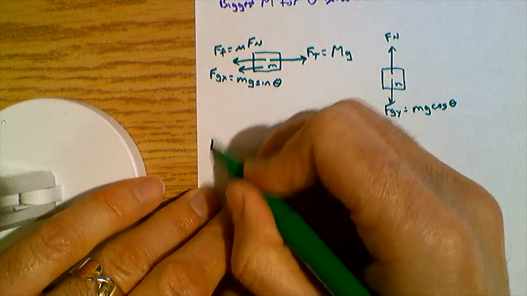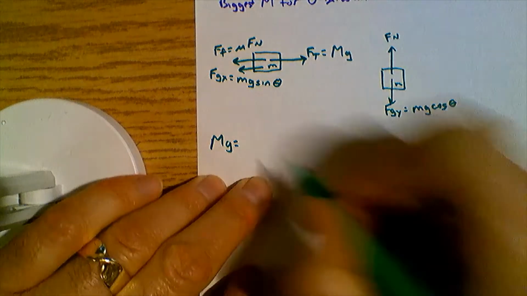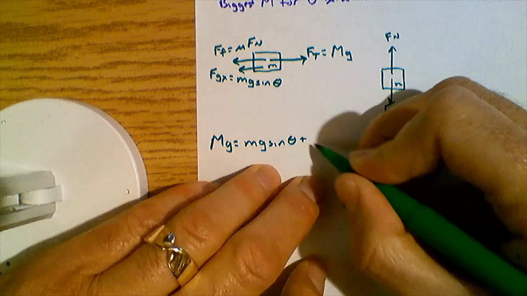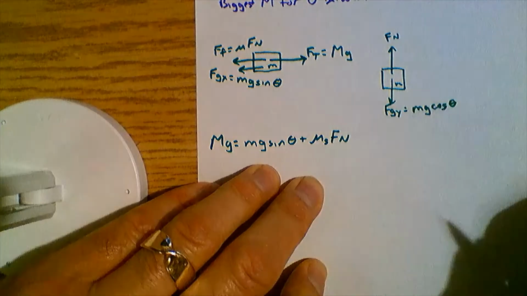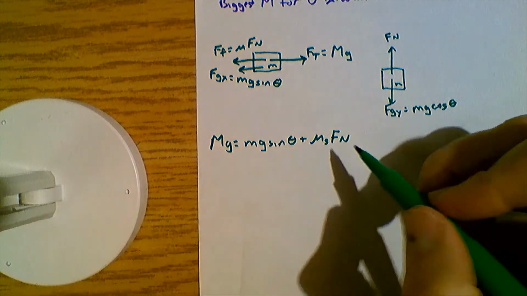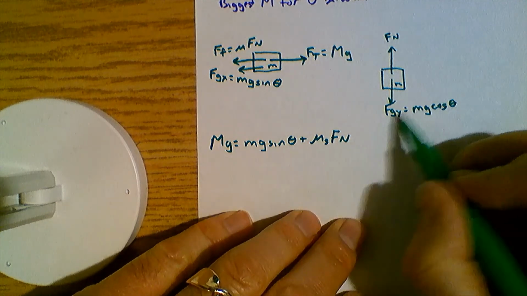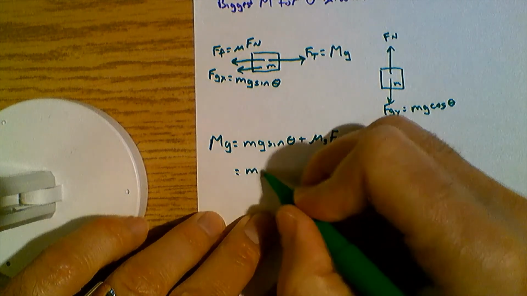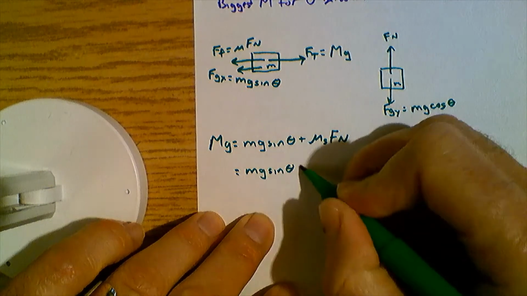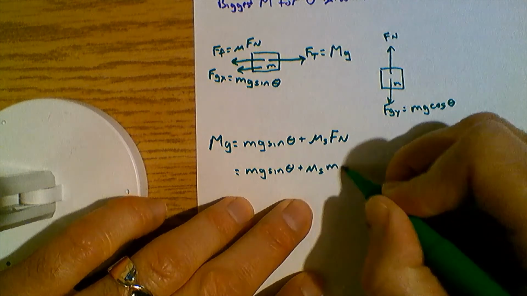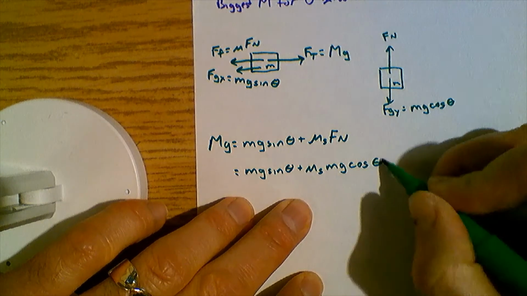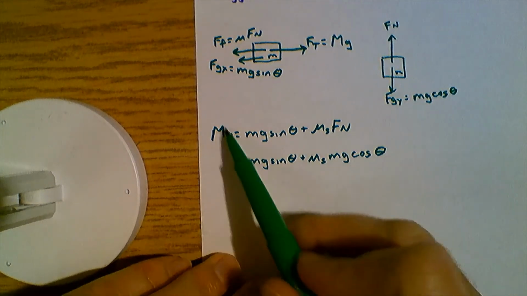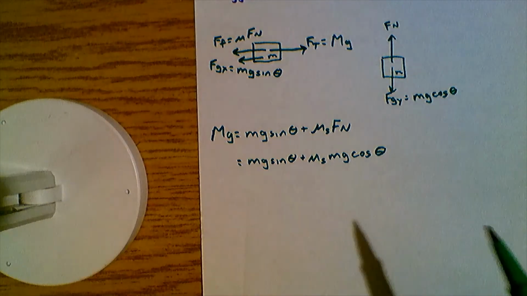So Mg is going to be equal to little m g sine theta plus mu s Fn. Now the normal force we just established is going to be equal to Fgy. So let's rewrite this: Mg equals little m g sine theta plus mu s little m g cos theta. Now, to work this one out, again, we're going to be solving for big M, the largest value of big M that allows us to do this.